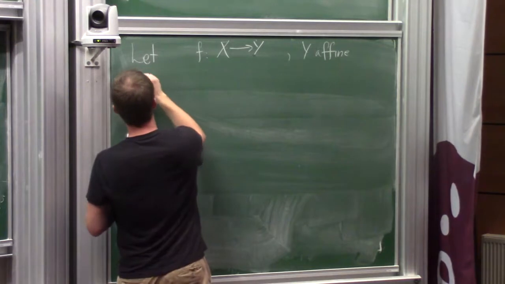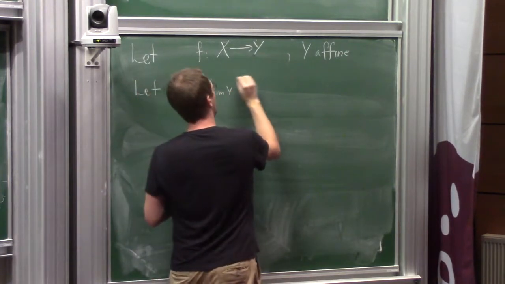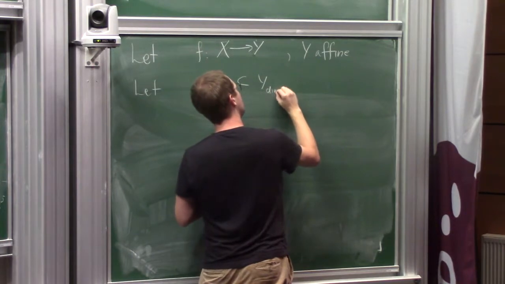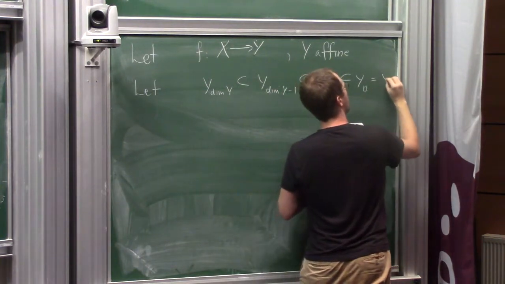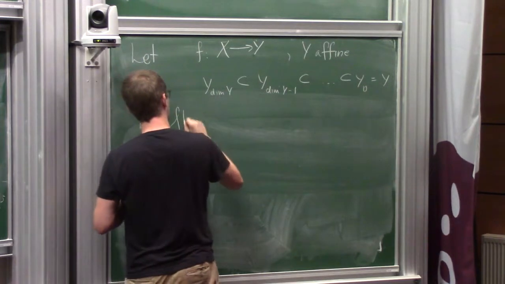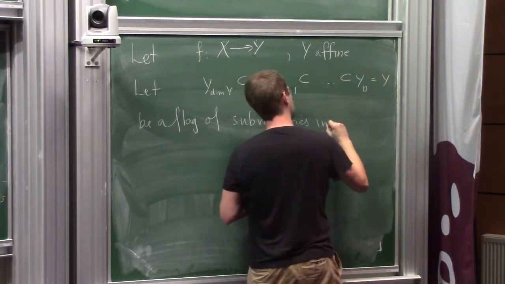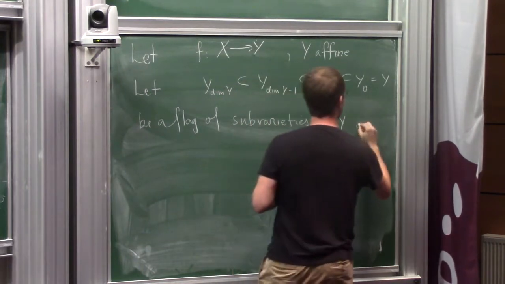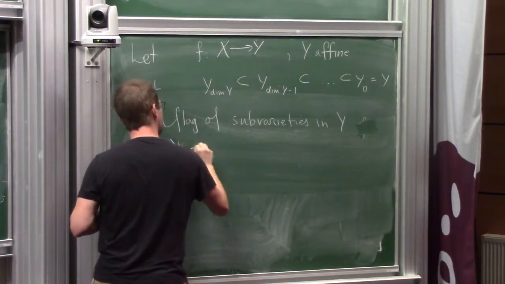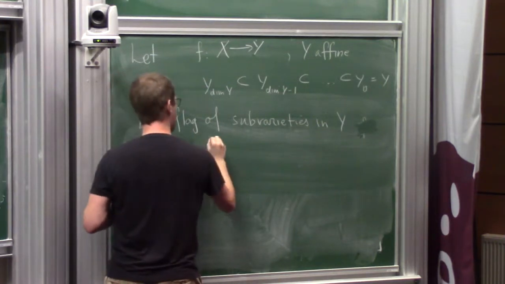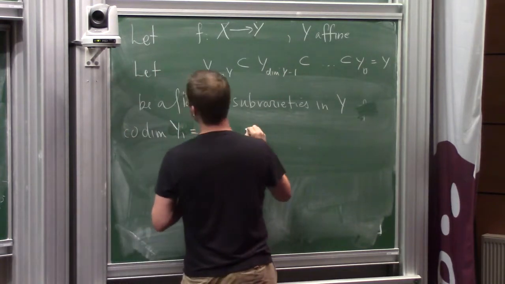And let dim Y contained in Y, dim Y minus 1 containing to Y, with Y0 equal to Y, be a flag of subvarieties in Y, of dimension so that dim Yi is equal to codimension i. So this is a flag, chosen generically.